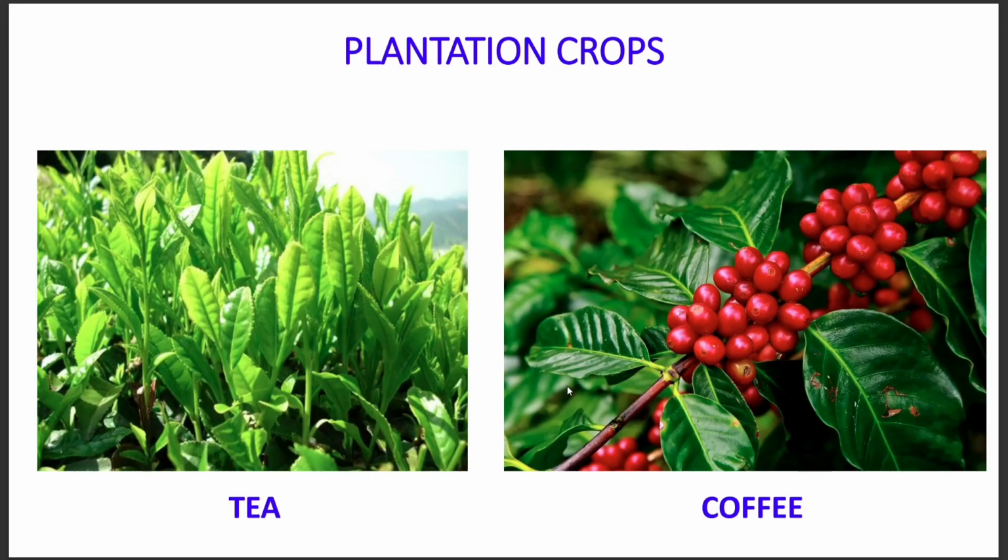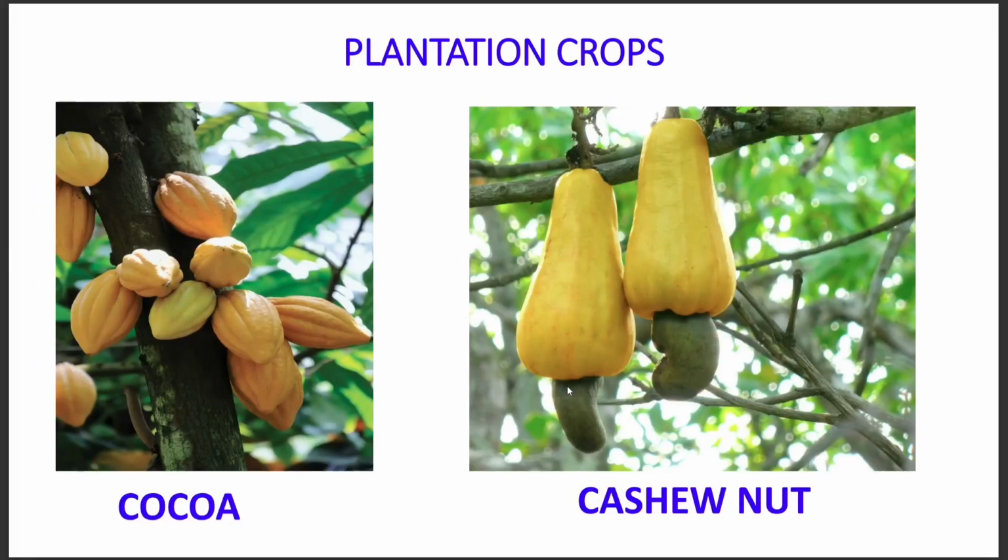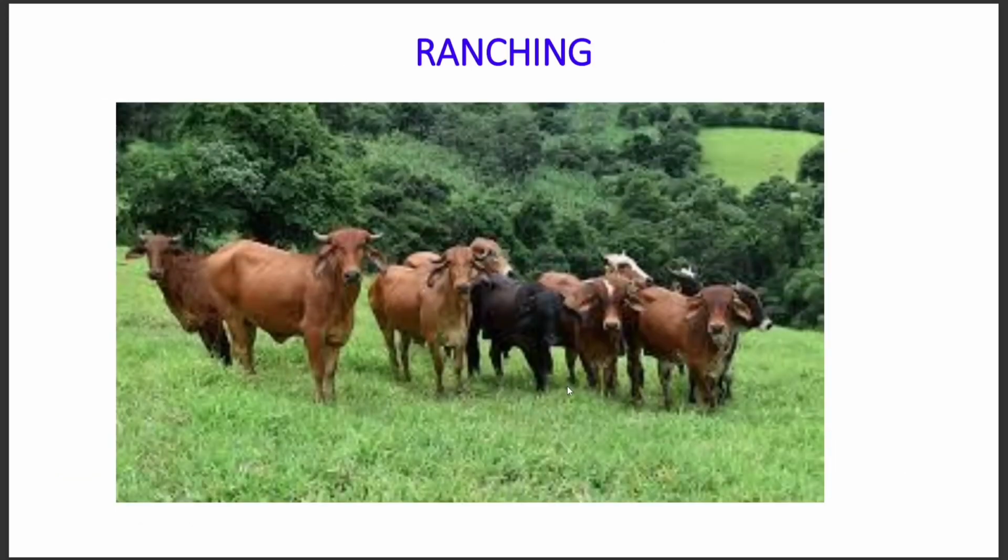Mainly the plantation crops are those type of crops which need proper processing. Otherwise we cannot eat them. This is the main difference between plantation crops and the fruits. Tea you cannot just eat without being processed. So tea is there, coffee is there. You cannot eat cocoa directly. You need cocoa seeds, and after that the cocoa seeds will be transformed into chocolate. And we have also cashew nut. You cannot eat it without any processing. Then we have ranching.